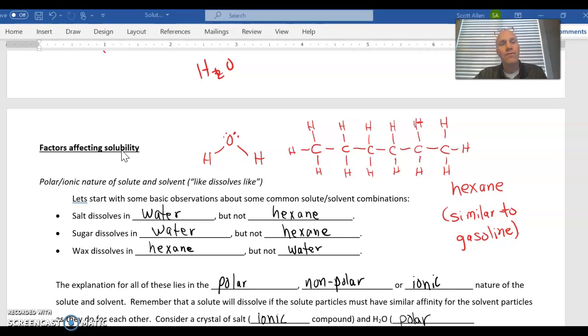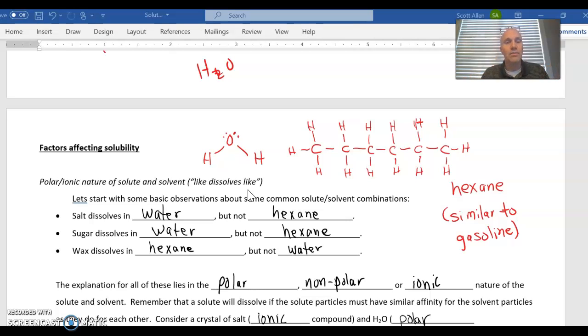The first is what I call the polar or ionic nature of the solute and solvent. This topic is what a lot of people refer to as the concept of "like dissolves like." If you want to make a prediction about whether a particular type of solute will dissolve in a particular type of solvent, chemists often use this term, "like dissolves like," which means that things tend to like to be dissolved in things that are similar to them, that are chemically similar.